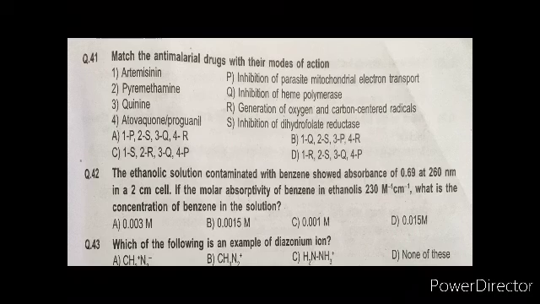The next question is the mathematical equation. Ethanolic solution contaminated with benzene showed the absorbance of 0.69 at 260 nanometers in the 2 centimeter cell. If the molar absorptivity is 230 per mole per centimeter, what is the concentration of benzene in the solution? And the last question: which of the following is example of diazonium ion? CH3N2, CH3N3, CH3N2, or NH2NH3, or none of these?